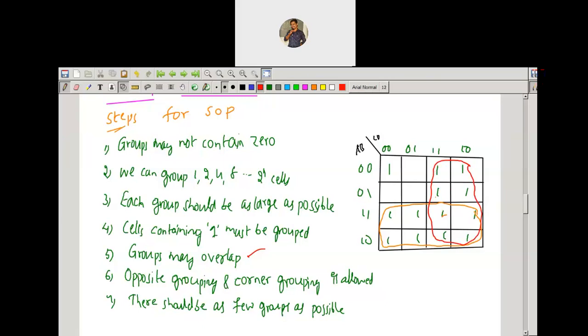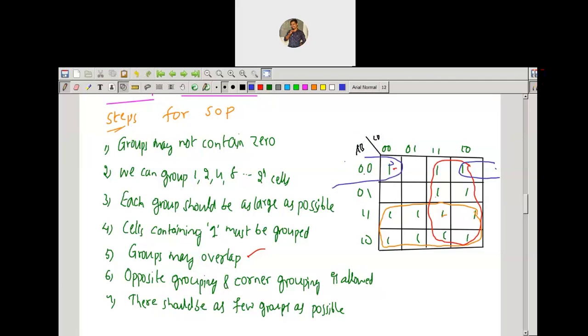Okay. Now coming to the sixth point: opposite grouping and corner grouping are allowed. Like here, you can observe there is one min term at A, B, C, D equal to 0, 0, 0, 0. Here you are left with one min term. By using the opposite cell, you can group this min term.